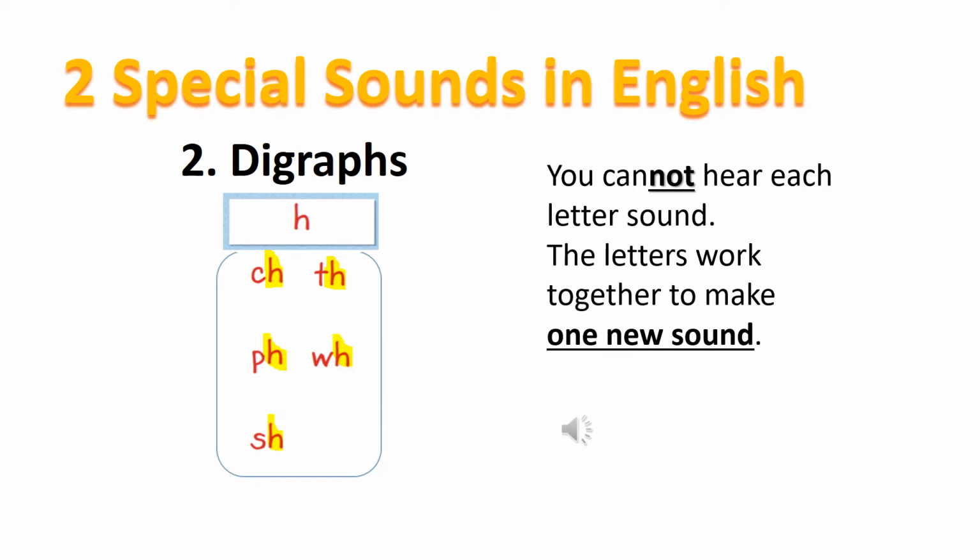Now let's take a look at group number 2, the digraphs. And remember, we are going to start by focusing on the H digraph. And the important thing to remember is that in a digraph, you cannot hear each separate letter sound. The letters work together to make one new sound. So here are some examples of digraphs that have an H in them. Ch, ph, wh, sh.